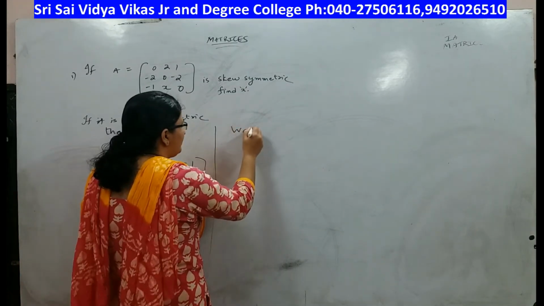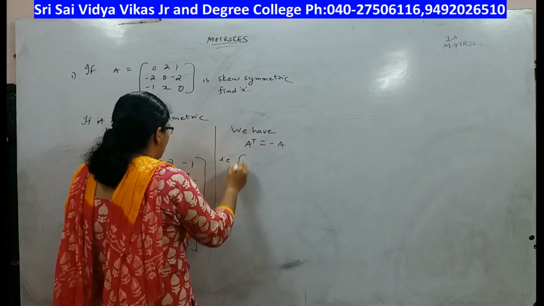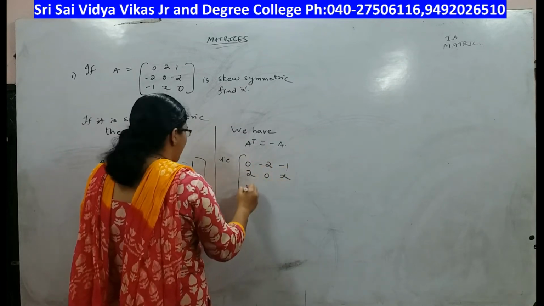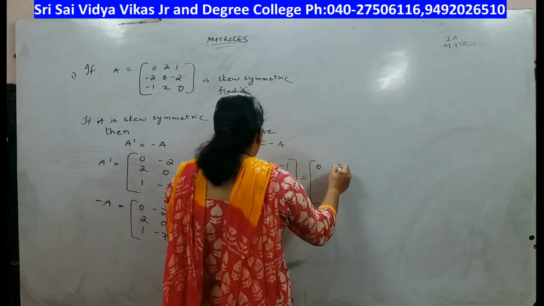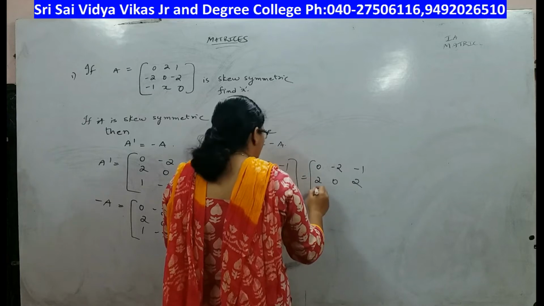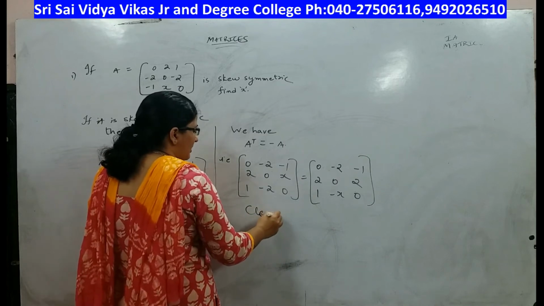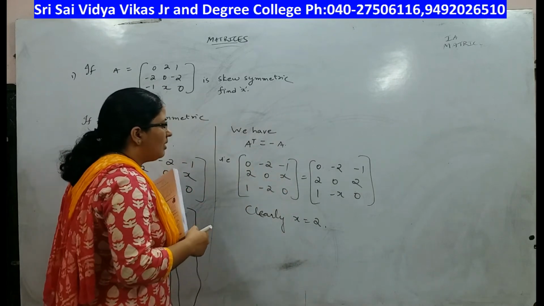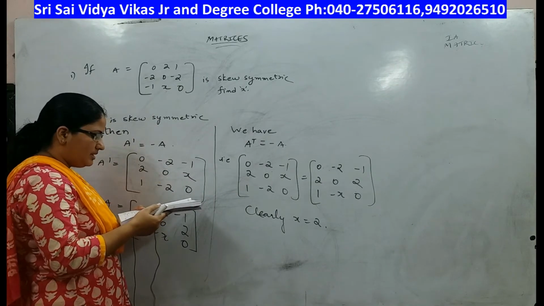We have A transpose is equal to minus A, that is [0, minus 2, minus 1; 2, 0, x; 1, minus 2, 0] is equal to [0, minus 2, minus 1; 2, 0, 2; 1, minus x, 0]. Clearly, x is equal to 2. The value of x is 2. This is what we have about skew symmetric matrices. Next we shall discuss some more matrices.